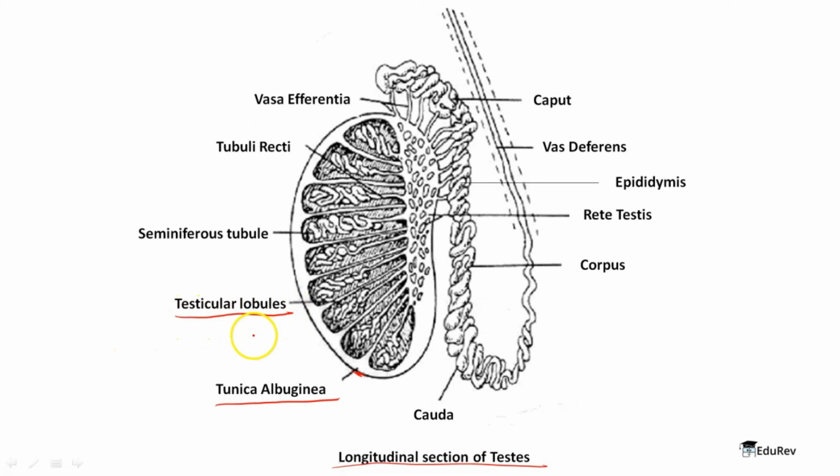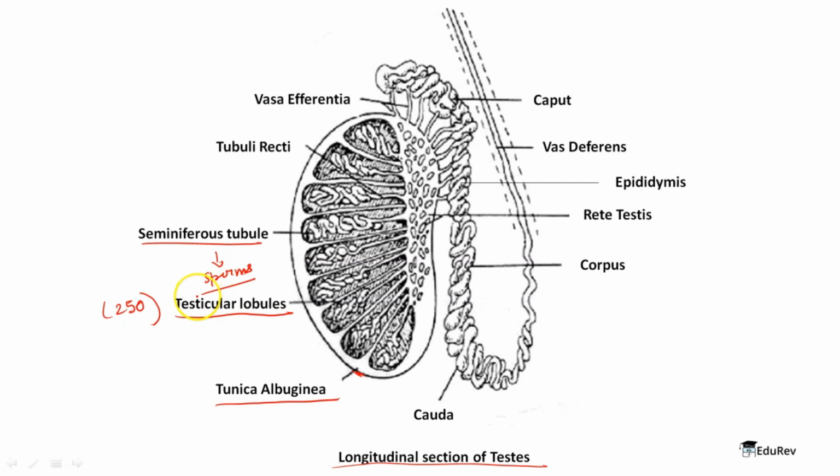In a single testis, there are 250 testicular lobules. How many are present inside a single testis? 250. Okay. Every testicular lobule has 2-3 coil structures. These are the coil structures, and they are called seminiferous tubules. The seminiferous tubules are responsible for formation of sperms. So the sperms are formed inside the seminiferous tubule.